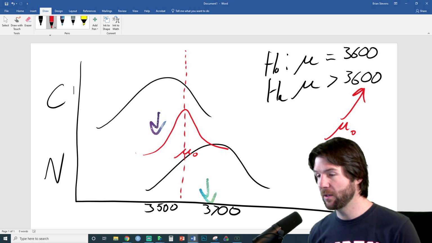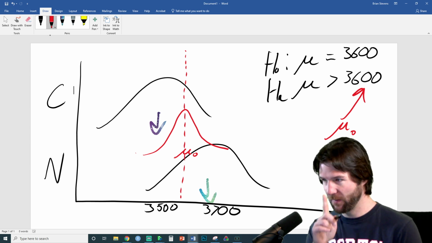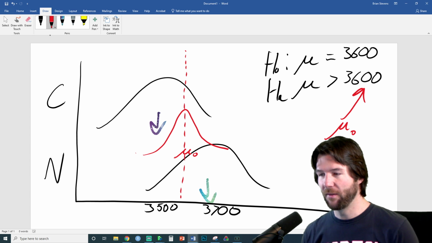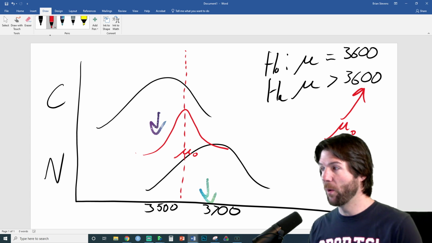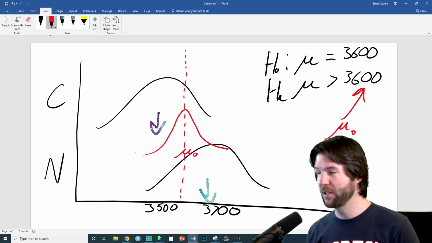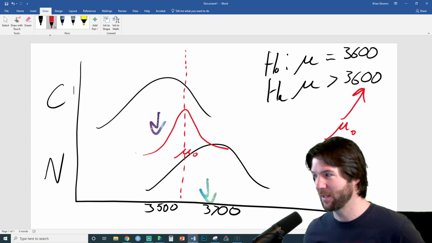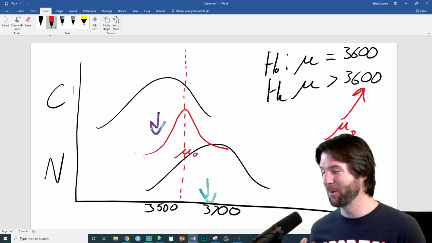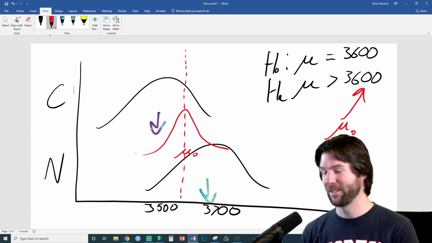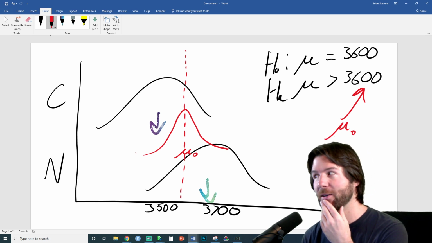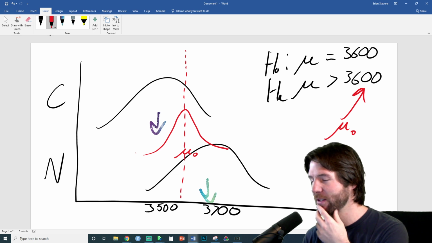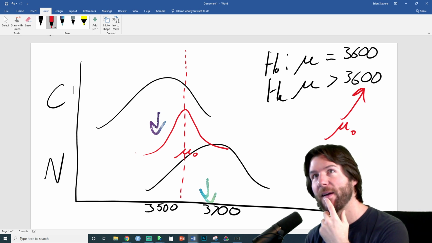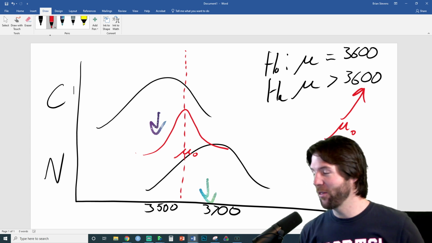So if 3600 is true, what would you expect to see if you took a sample of your machines? It's a redundant question, so think about it. If 3600 is the truth and I took a sample, what would I expect to see? So just pretend 3600 is the truth. Like, let's say, you're right, Sam, you got it, 3600.